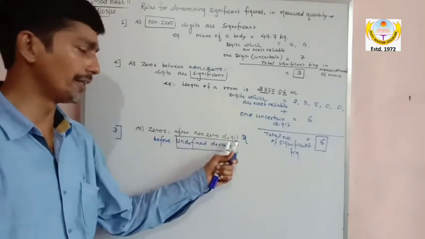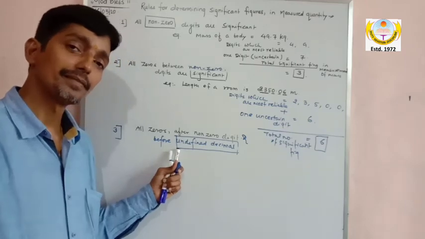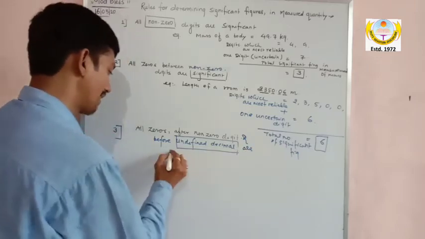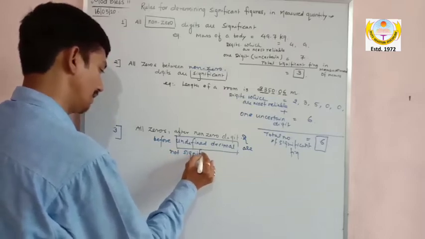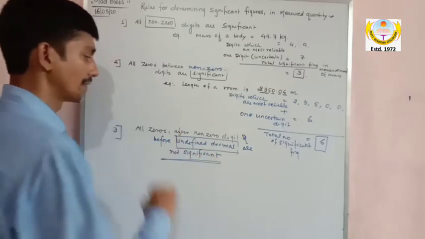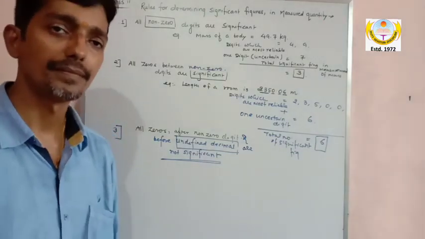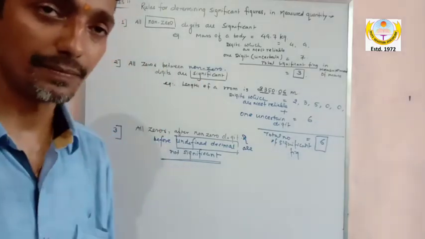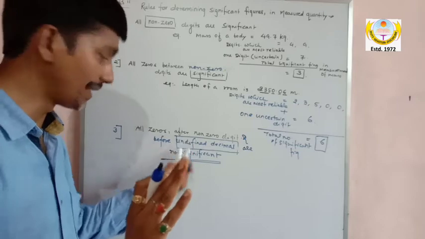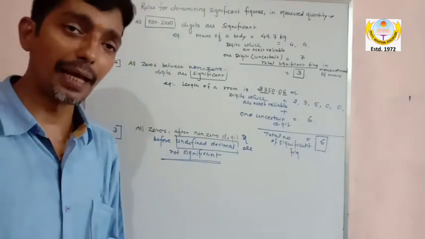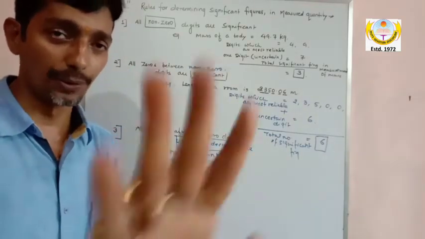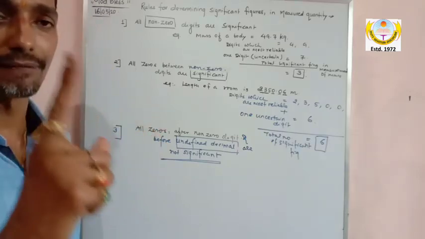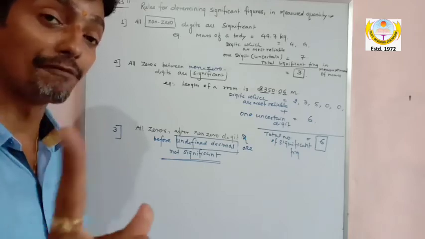All zeros after a non-zero digit and before an undefined decimal are not significant, my dear. They will be significant by some rule, but first see how they are not significant. And then by applying some rule, I will make them significant. Don't worry, I will make them significant. But before applying the rule, while writing this way, all zeros after non-zero digits and before undefined decimal.